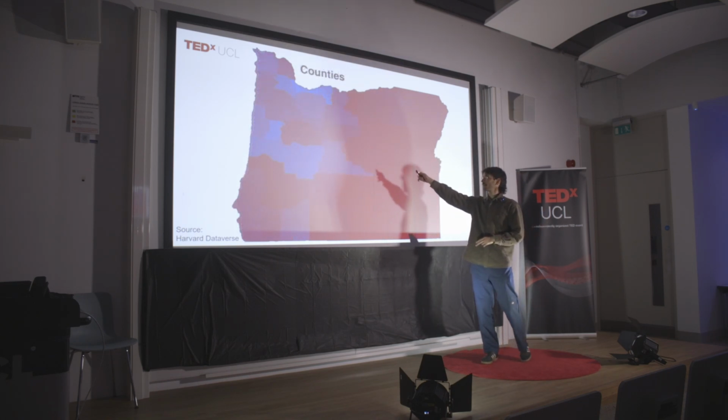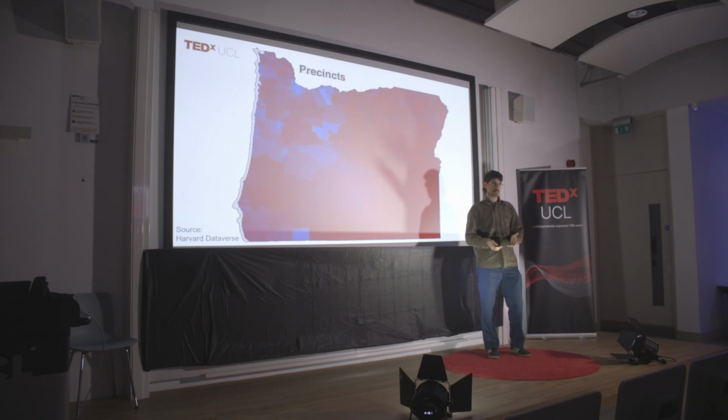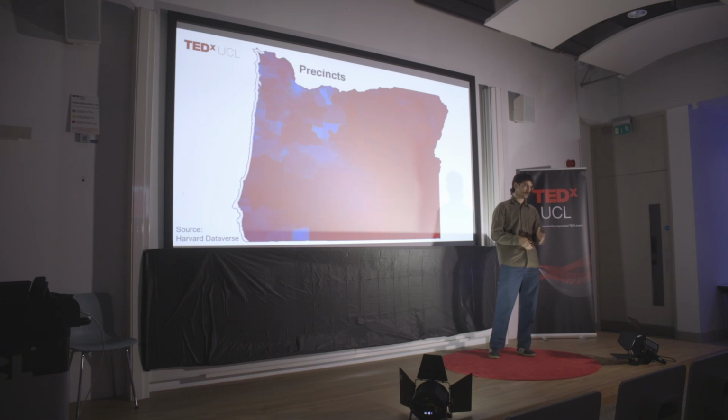Now, down here, I've outlined in black Harney County, Oregon. At 26,000 square kilometers, this county is roughly the size of Belgium.